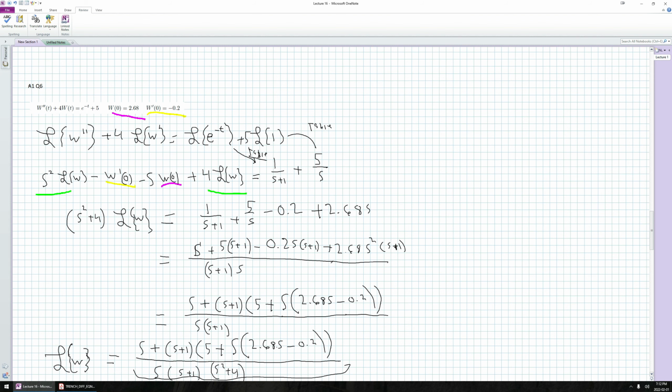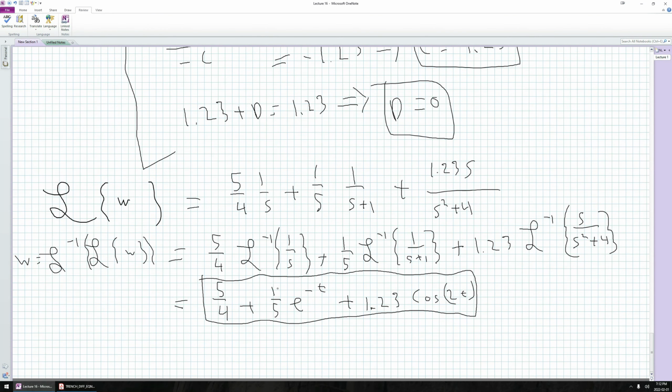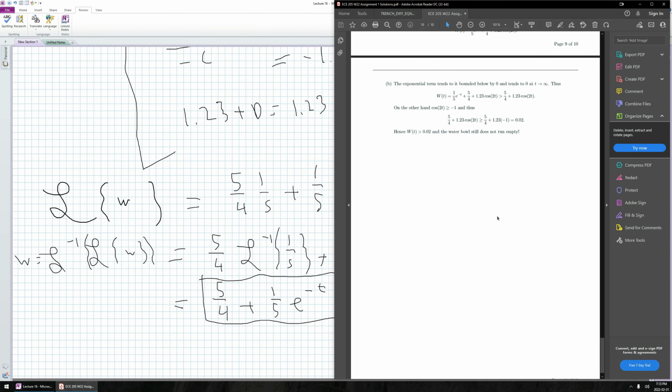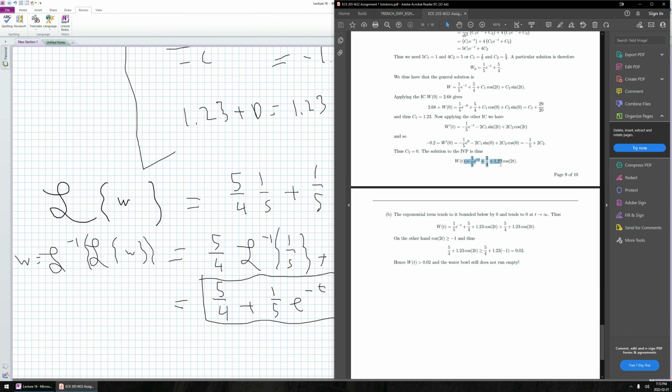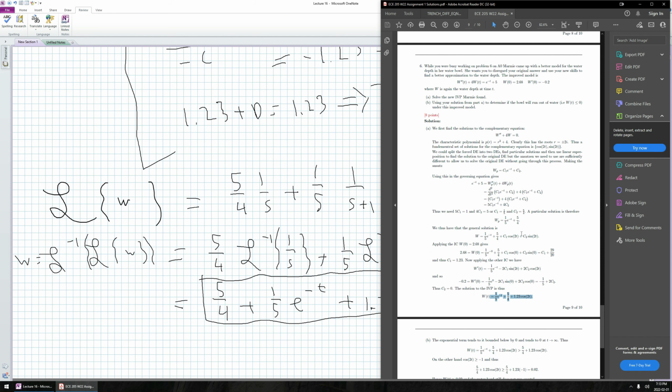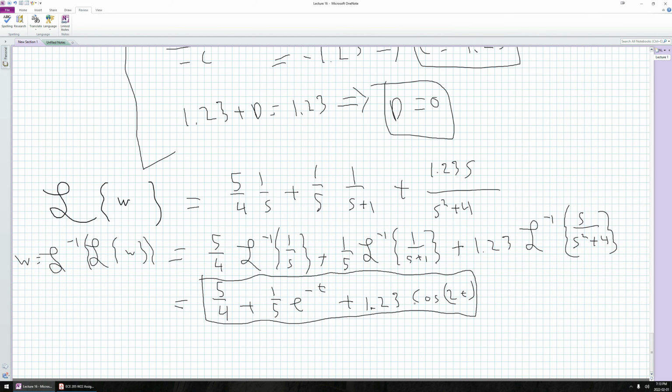Okay, so I claim this is the answer to A1 question 6. Well, is it? If I open up A1 and scroll all the way down to that question, what did we find for our solution? We found this was the solution. Ah, they're the same. So it's your choice of which one is more work, whether you want to do this or this process here.